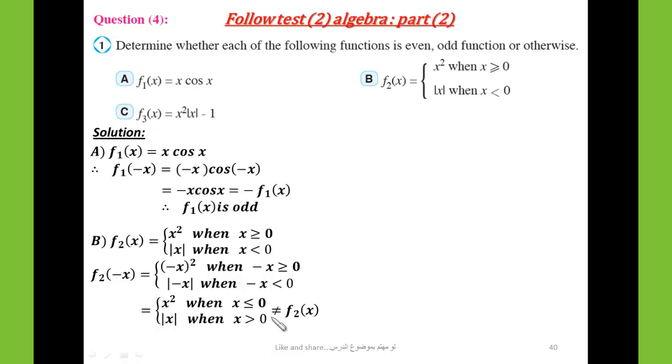And this form is not equal to f2 of x, because f2 of x itself has x square when x is greater than or equal to 0. But what we got here is x square and x less than 0. Also with respect to the second branch, we have in the original function absolute of x when x is less than 0, but here x is greater than 0. So the new form of f of negative x is not equal to f2 of x.